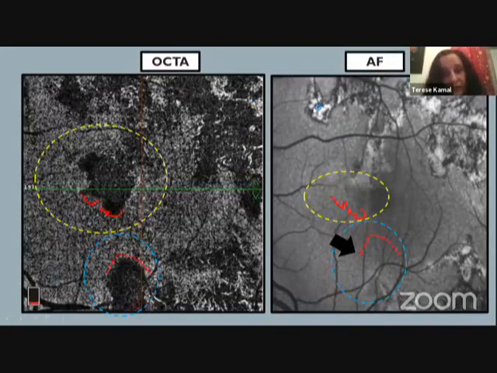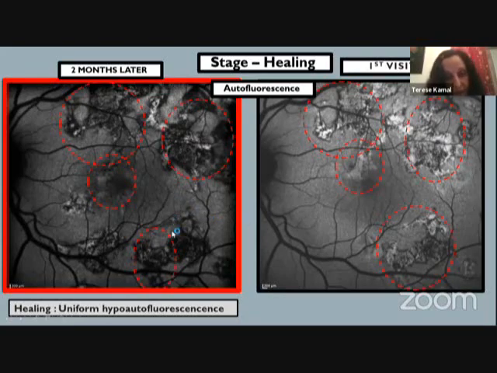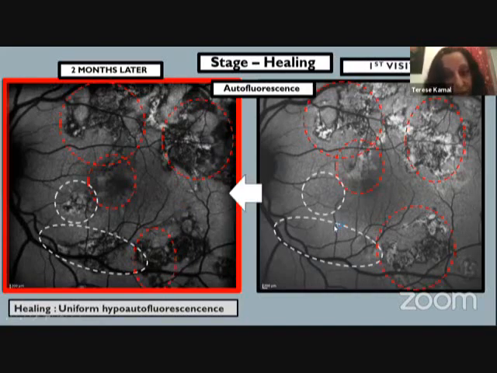The healing stage by autofluorescence would start to show areas of hyporeflectivity. We can see the first visit, and you can see the red circles. All these lesions are starting to show a form of hypoautofluorescent appearance. And we can see that after the patient received treatment, this patient was on treatment, the lesions continued to develop. And this is a point I'm going to explain later, how lesions may continue to progress even after you have started treatment for a while.